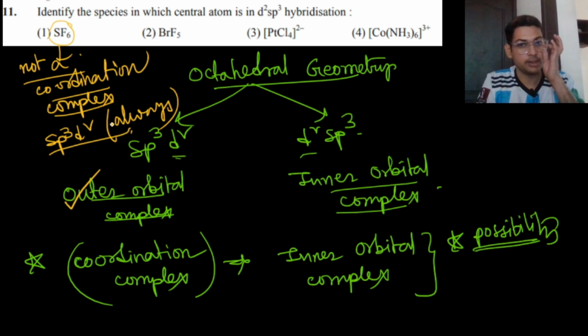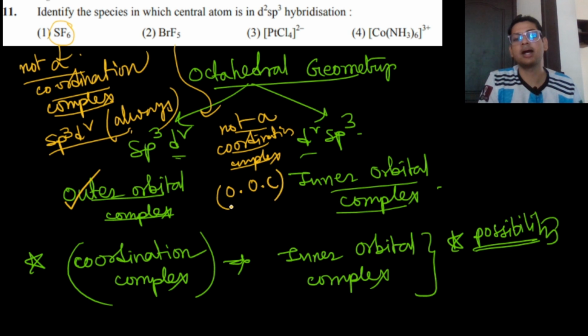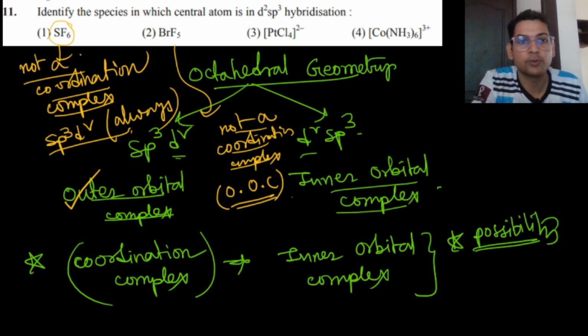Are you getting my point? BrF5 is not a coordination complex. If it is not a coordination complex, it is always an outer orbital complex. Okay, now sir, go to the next page.